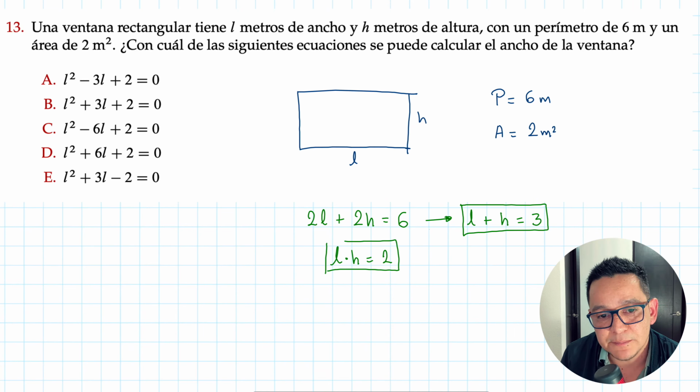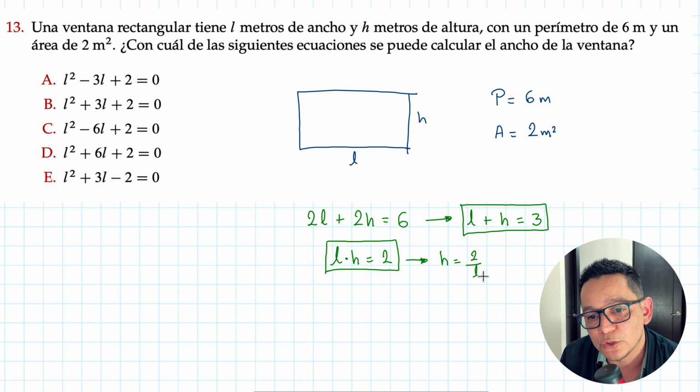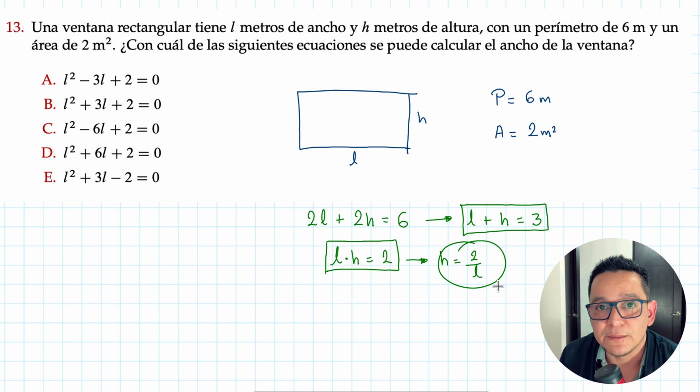Now it's important that you pay close attention here. Look at the question. It says, with which of the following equations can you calculate the width of the window? Is the width shown as L? So what we have to do is leave an equation, but it should only be in terms of L, since I want it in terms of L. So I need to solve for H, right? All right, let's solve for H. So H equals what? We'll divide by L to move it to the other side. So it would be 2 divided by L, that's what H is in terms of L.